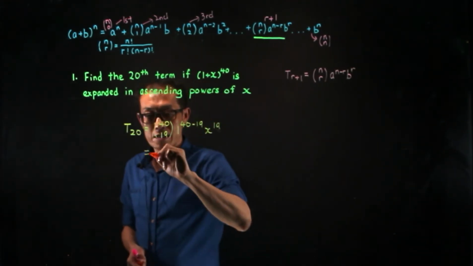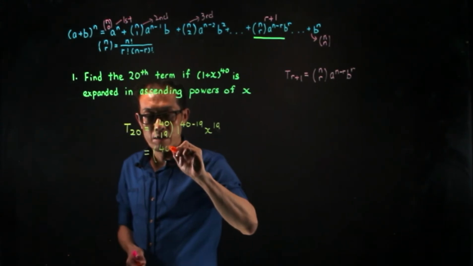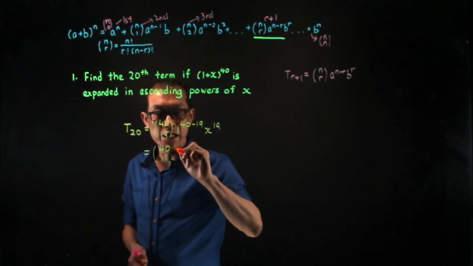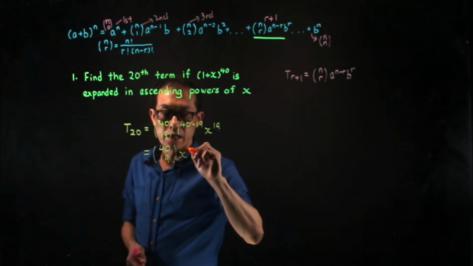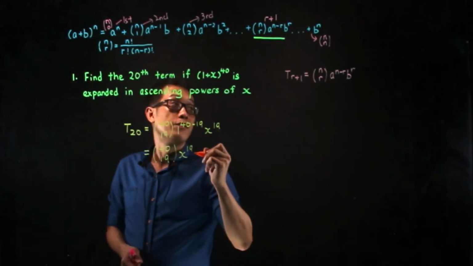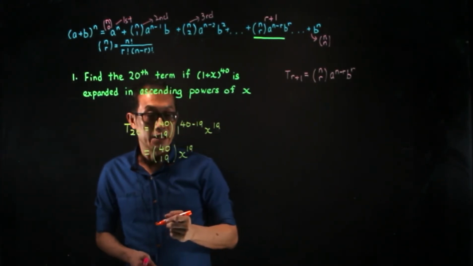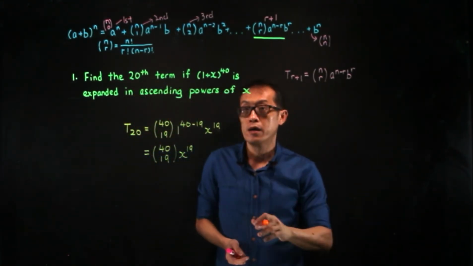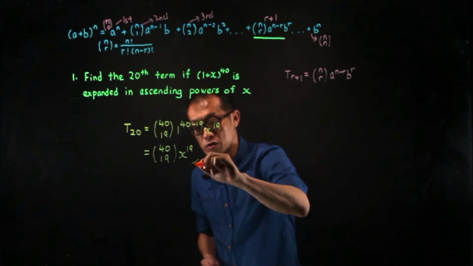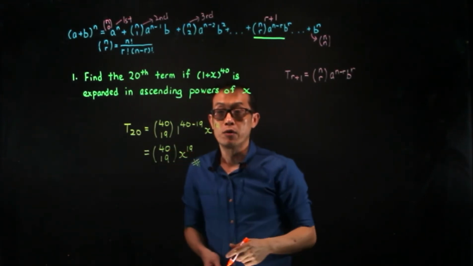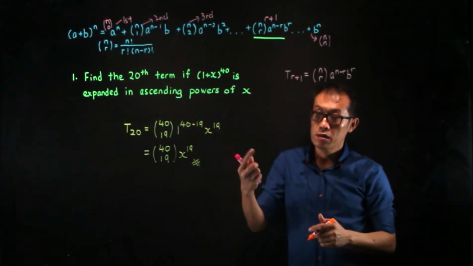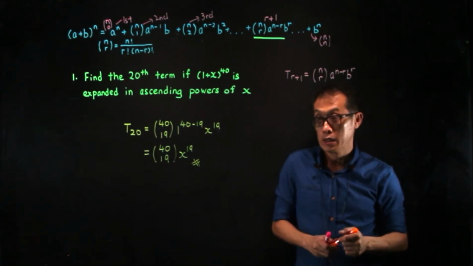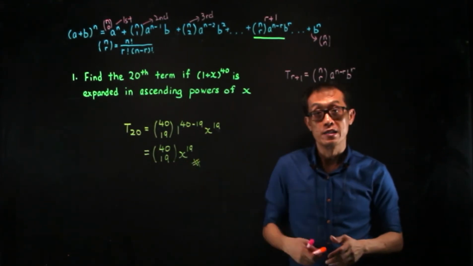So your final answer will be 40C19 times x to the power of 19, because this part is left out, as 1 to the power anything is still 1. So this is your final answer. Of course you can key this into your calculator, but it will be an extremely large number. I think it's okay for you to leave the answer just like that.